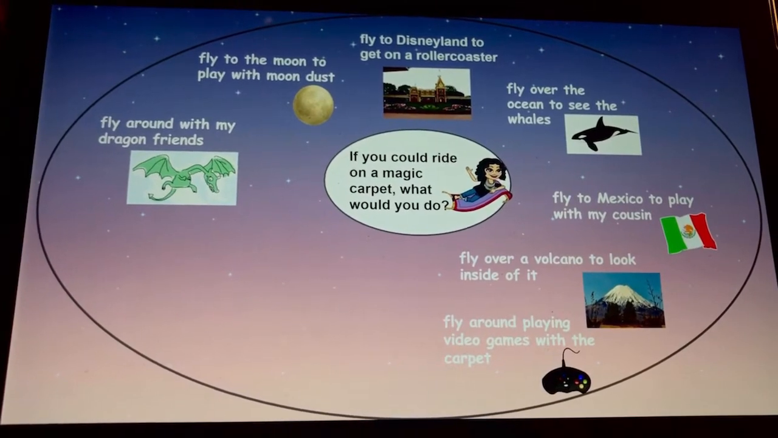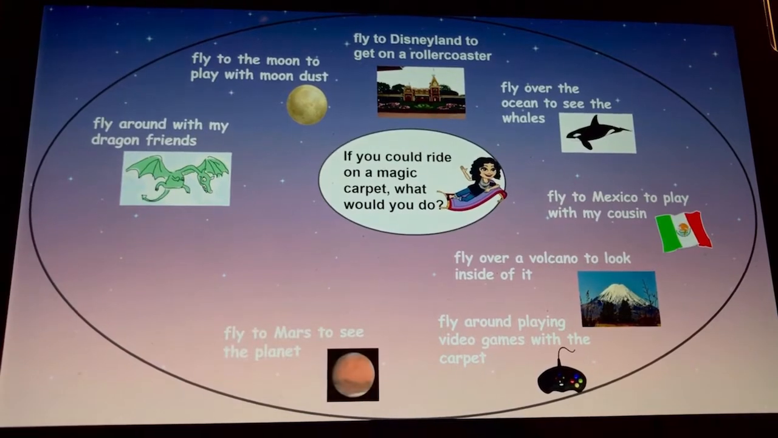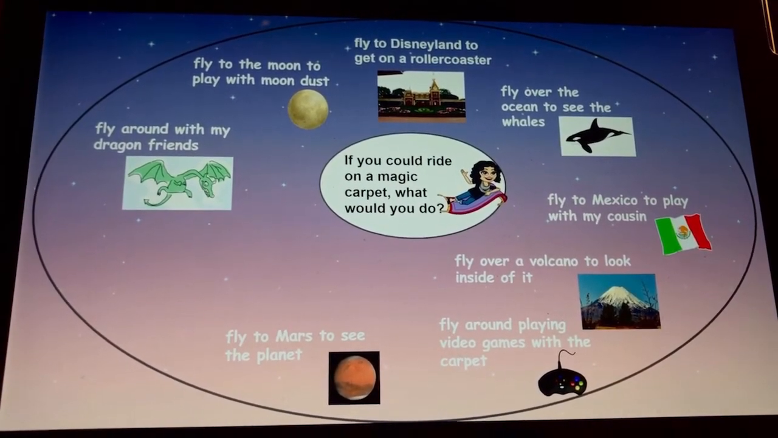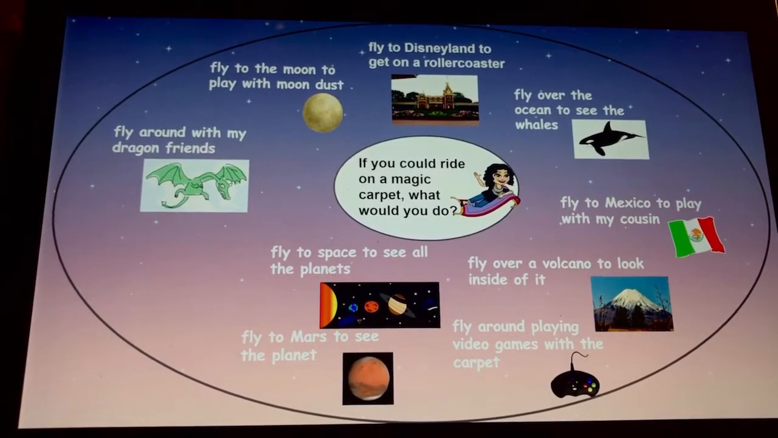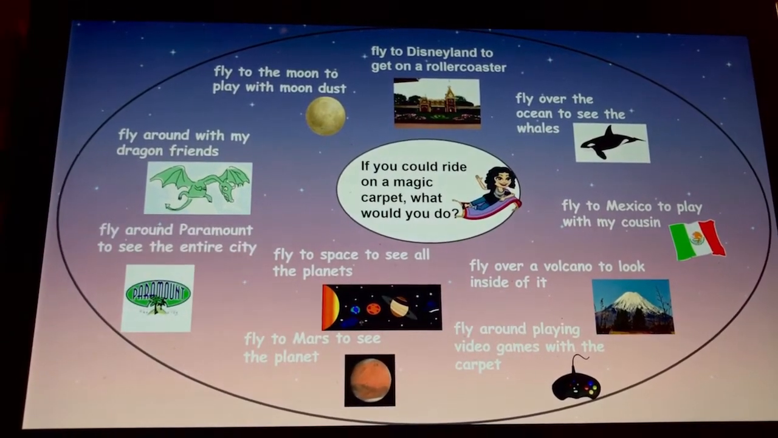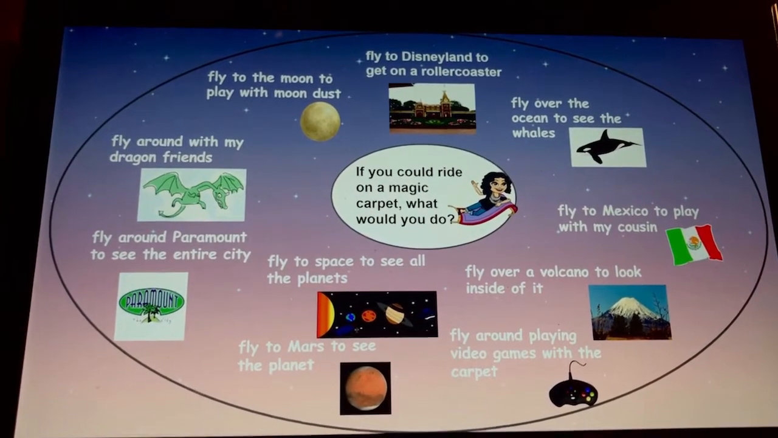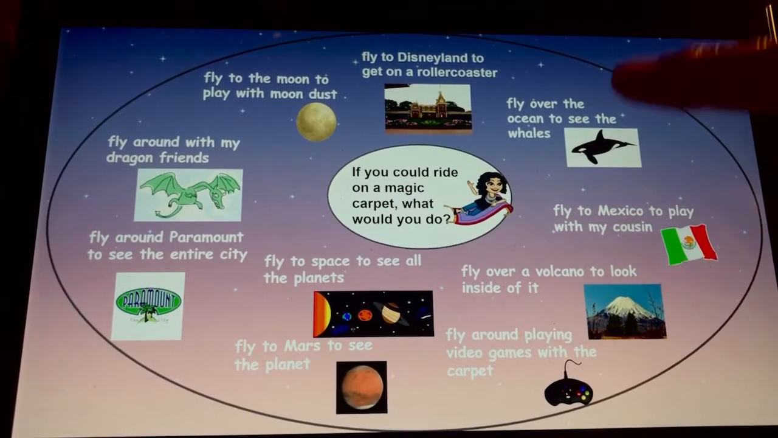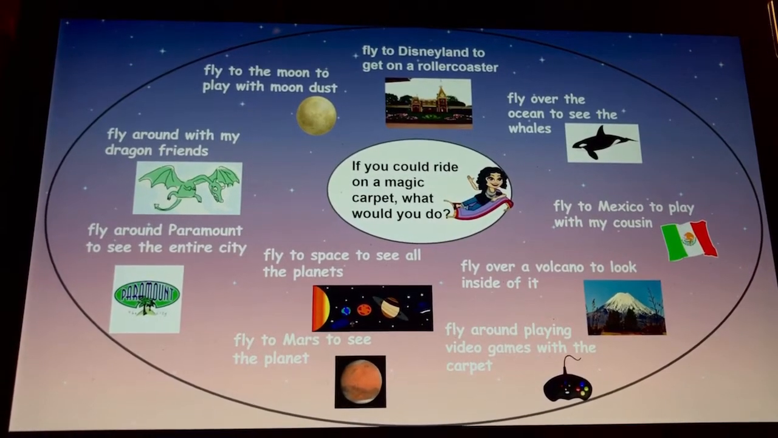Maybe you just want to fly around and play video games with the magic carpet. Maybe you want to fly to Mars to see the planet. Or you might want to fly to outer space to see all of the planets. Or maybe you could take the magic carpet and fly around Paramount to see the entire city. Remember, boys and girls, your idea doesn't have to be one of the ideas on the circle map. You can think of your own idea also.